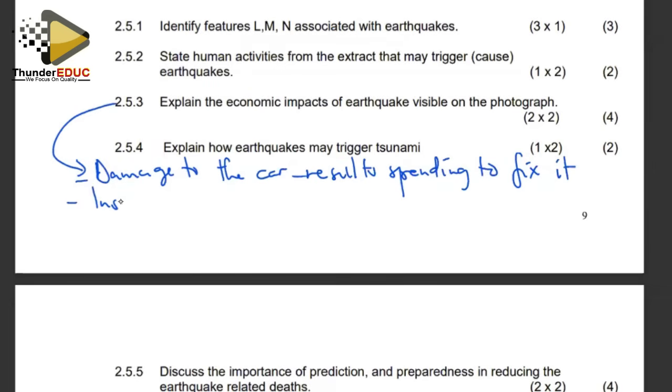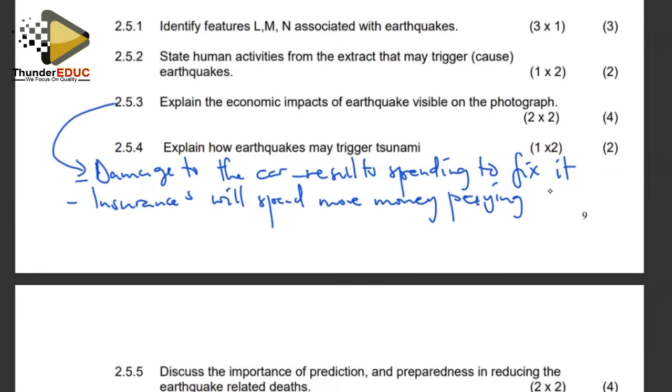And also on insurances, the insurance companies, they will spend more money. Where are they going to spend the money? Paying for the people's damages. If you had insured that building, automatically insurance was supposed to pay. If that car was insured also, it means if it was insured against natural risks, then automatically it means the insurance companies have to pay for that.